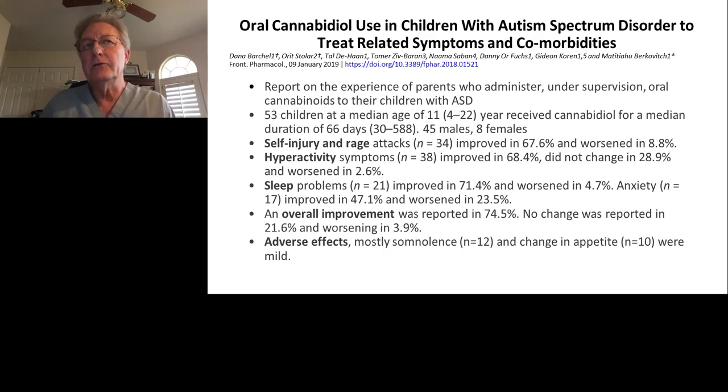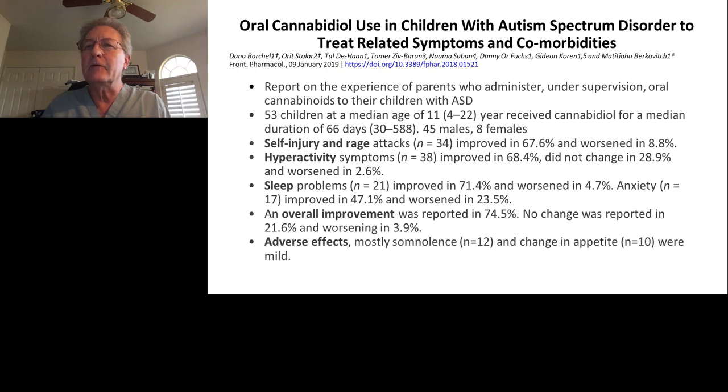Work coming out of Israel in this excellent study, and as well has a great reference list. It looked at the use of oral CBD or cannabidiol and the use in children with autism spectrum disorder to treat related symptoms and comorbidities. So there were 53 children, median age of 11, and they looked at the conditions of self-injury and rage, hyperactivity, sleep, overall improvement, and adverse events.